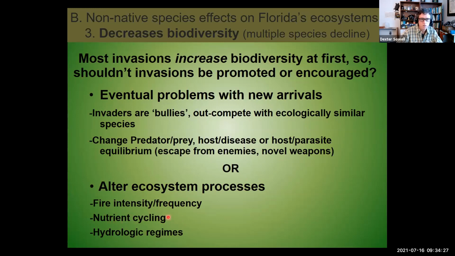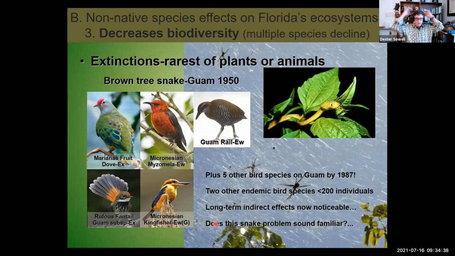This is especially true for Melaleuca in Everglades ecosystems. Or they affect hydrologic regimes, like say hydrilla in native waterways. And a really bad example of this is the extinction of rare plants or animals when these invaders can drive other natives extinct. A good example of this is the brown tree snake on Guam. It was introduced to Guam in 1950, most likely on a US military flight.